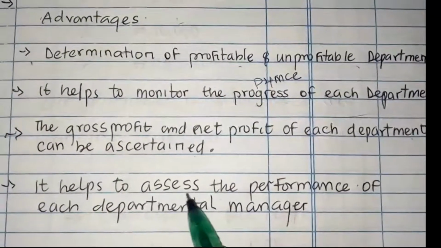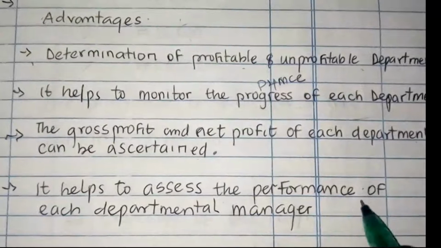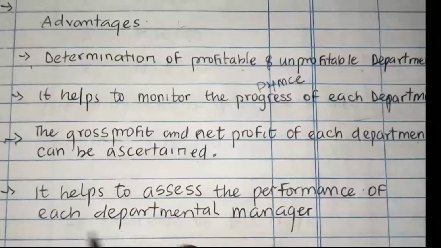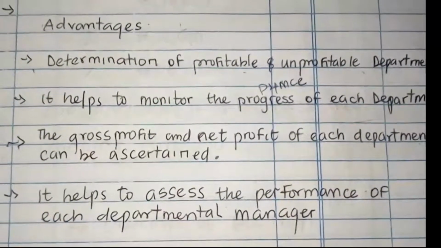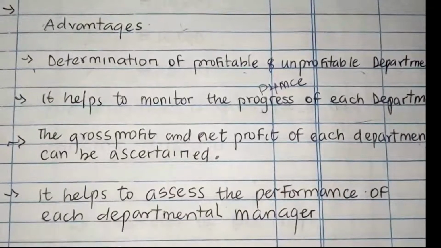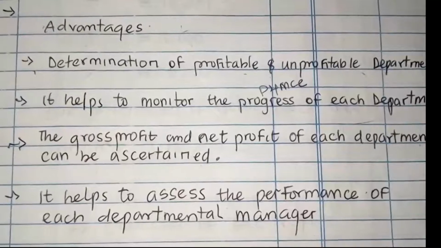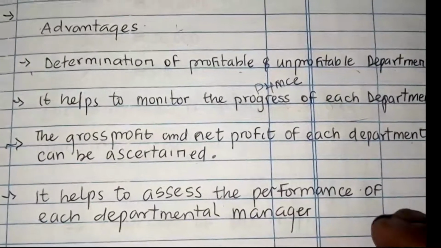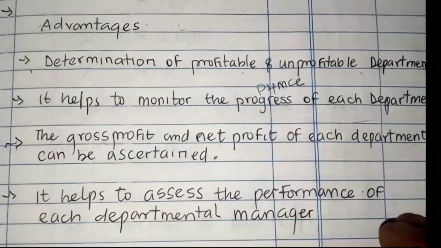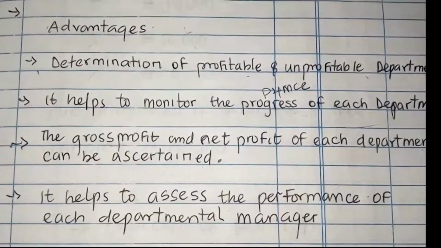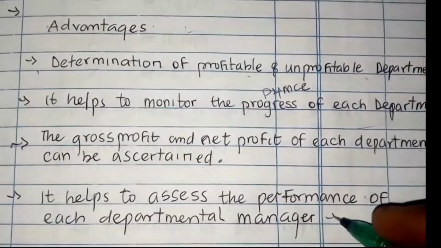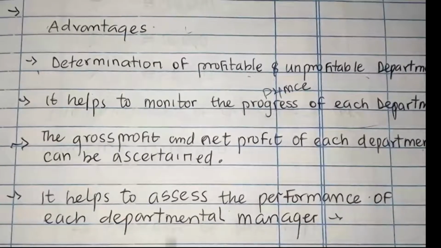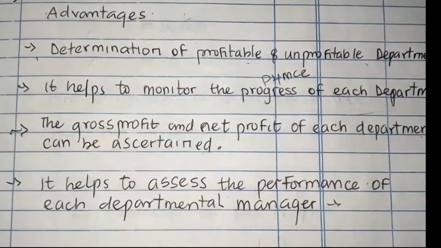It is where the accounts of all the departments are kept in one book. That is the single bookkeeping system. Or we can use a separate bookkeeping system, where the account books of each department are kept separately.